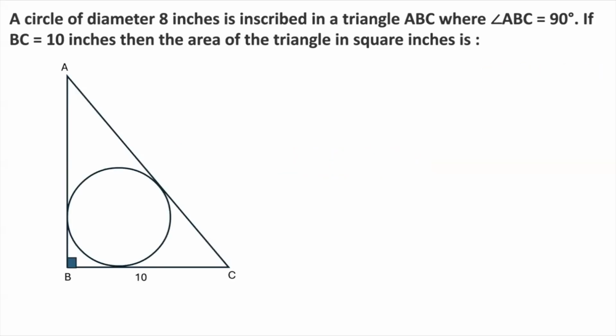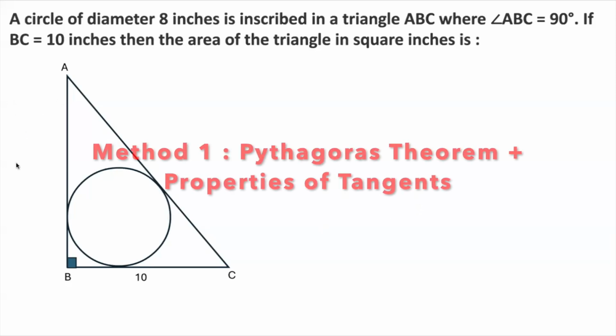So a circle of diameter 8 inches is inscribed in a triangle ABC where angle ABC is 90 degrees. If BC is 10 inches, then the area of the triangle in square inches is. Right. So there are multiple ways to answer this question. We'll look at all the methods one by one. So let's start with the most conventional approach.